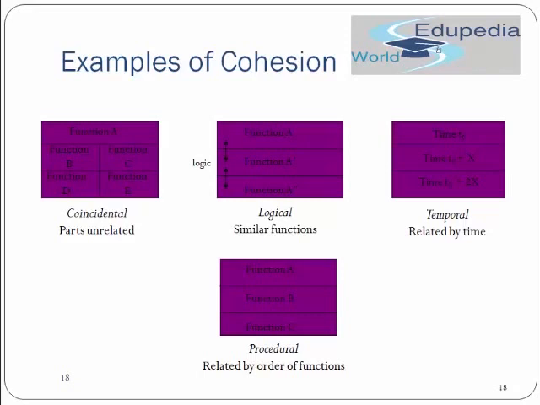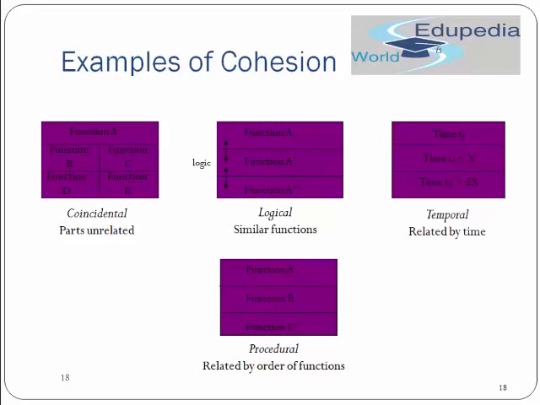First example is coincidental, where parts are unrelated. So there's a function a, b, c, d, e, and all these are unrelated. Then we have logical. In logical, we have function a, then a dash, and a double dash. All these are connected with some logic. So there might be, if function a happens, then function a dash happens, and so on. So this is called logical cohesion.